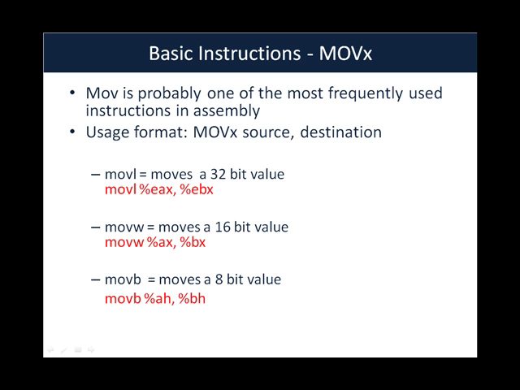The second variation is movw, in which you move a 16-bit value. So in this case, we move a 16-bit value, which is the AX register, into the BX register. Similarly, movb is actually for an 8-bit value. So now let's move on.